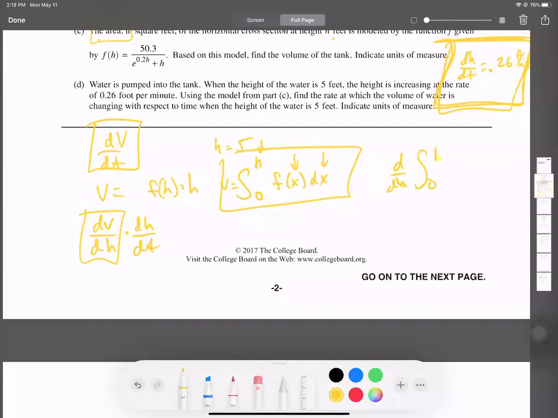The integral from 0 to h of f of x dx. What happens to this derivative and this integral? They should cancel out, leaving you f of h by itself. So they're saying that the derivative of V is going to be f of h, and then dh/dt. And then they said, okay, the value of h is 5, so plug in f at 5. And we know dh/dt at 5 is 0.26. Then you plug the 5 in, and you get some decimal.